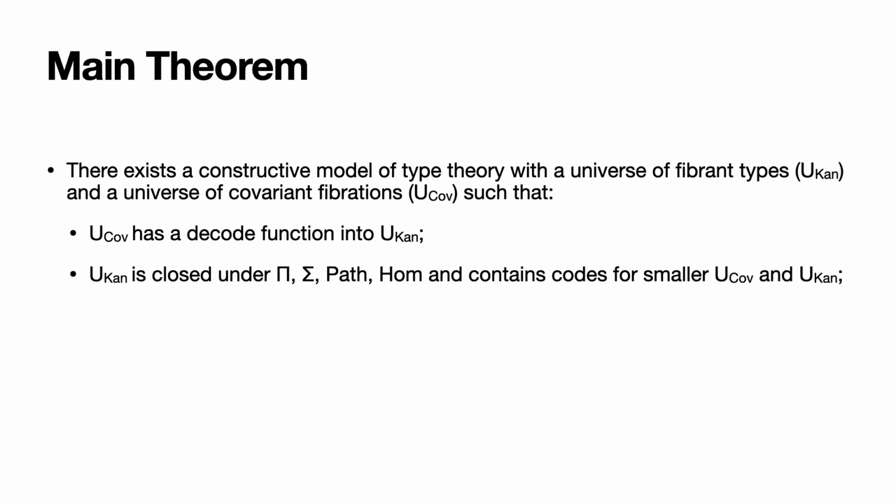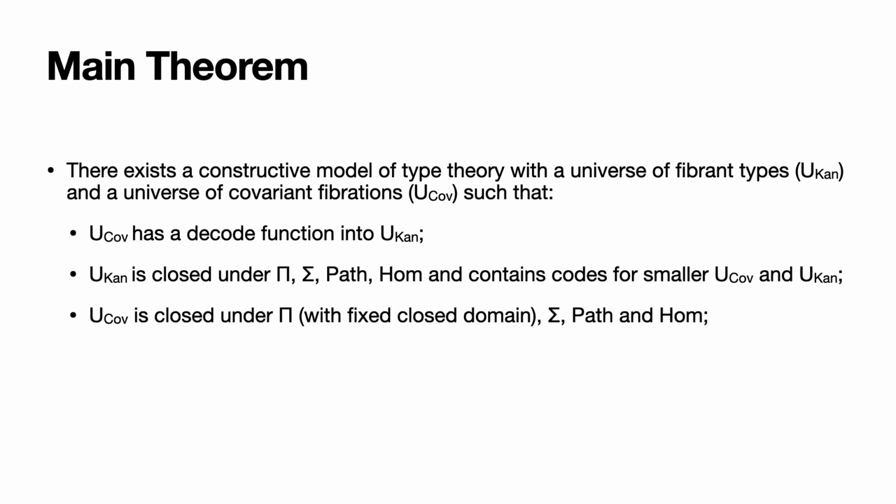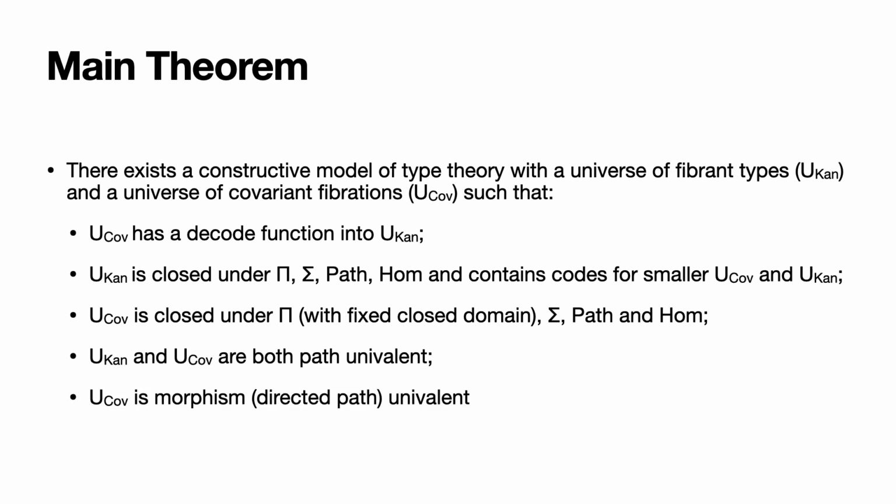The Kan universe is closed under pi types, sigma types, path types, Hom types, and also contains codes for smaller covariant universes and Kan universes. The covariant universe is closed under pi types when the domain is a fixed closed type, as in general, if you think about function types, they vary on the domain contravariantly, not covariantly. It's also closed under sigma types, path types, and Hom types. And both the Kan universe and covariant universe have regular univalence, and the covariant universe also has directed univalence. And also, most of this has been formalized in Agda.